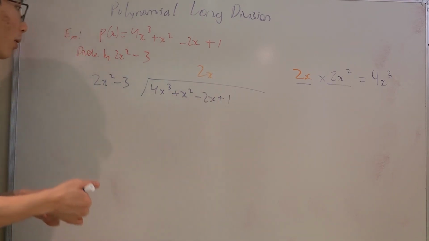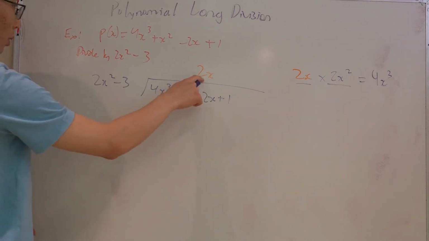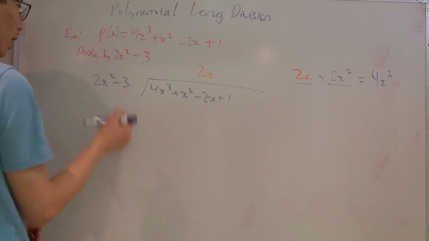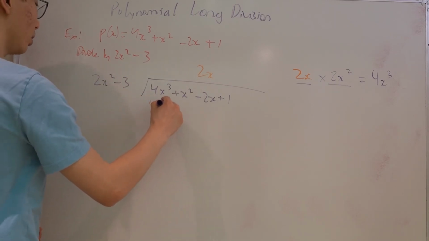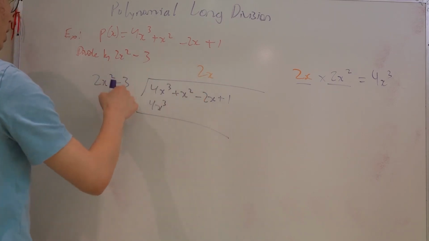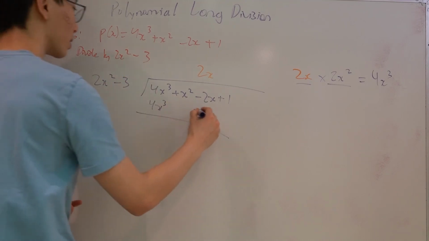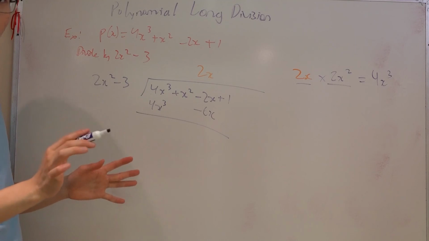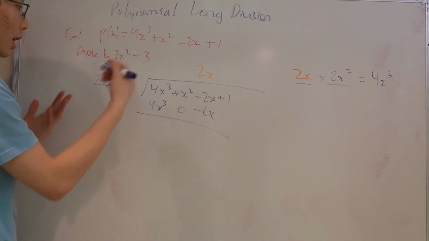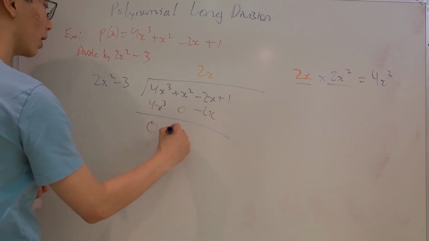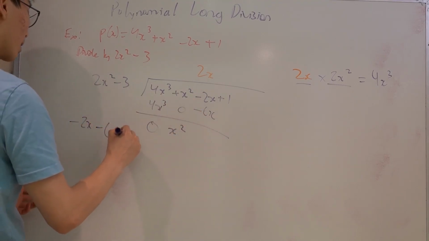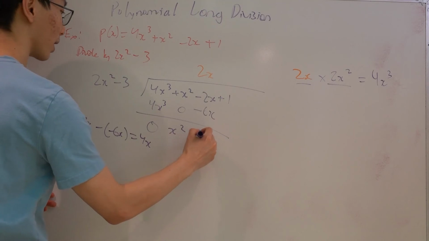Okay. So now what I do is I take this number and I multiply this entire thing by it and I put it in the bottom. 2x times 2x squared is 4x cubed, good. But 2x times minus 3 is minus 6x. Okay? Notice there's nothing in the x squared term. That's okay. There's like a 0 here. So then I do my subtraction. I get 0. x squared minus 2x minus 6x is equal to 4x. So we put a 4x here.